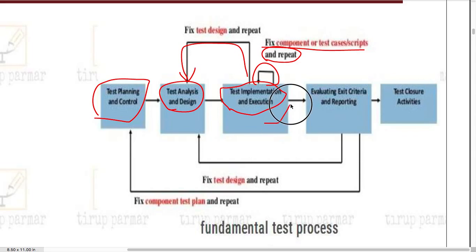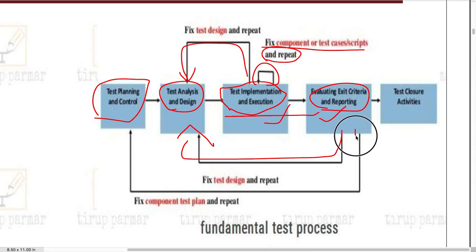Now once the coding is done, the next part is evaluating exit criteria and reporting. That means deciding when we should launch that software in the market, or when we should go for the deployment process. If our software is ready, then we launch it or hand it over to customers. But while checking exit criteria, if we find there are some mistakes in the design, then we again go to redesign our software and repeat these three steps again.